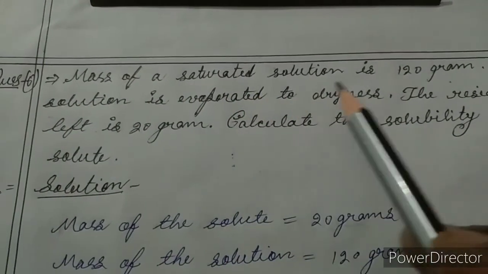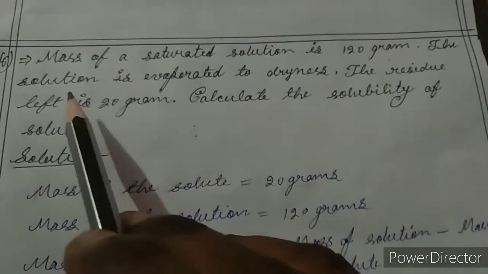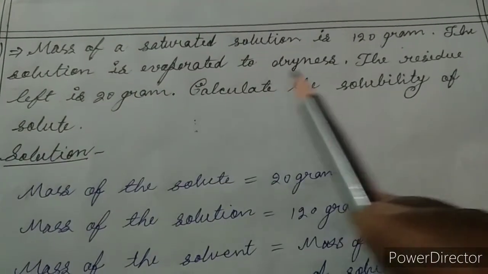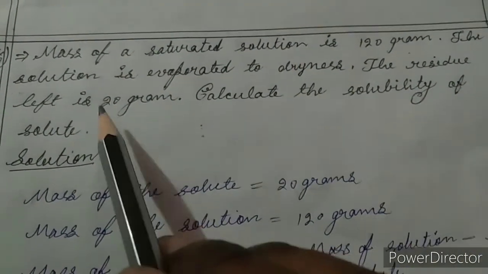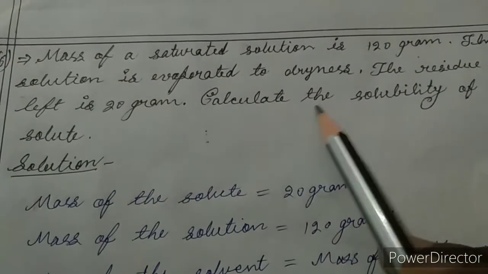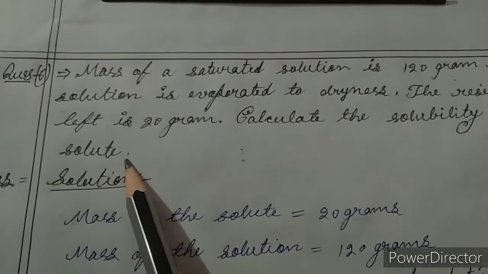Now the sixth question is also a numerical question. Mass of the saturated solution is 120 grams. The solution is evaporated to dryness. The residue left is 20 grams. Calculate the solubility of the solute.